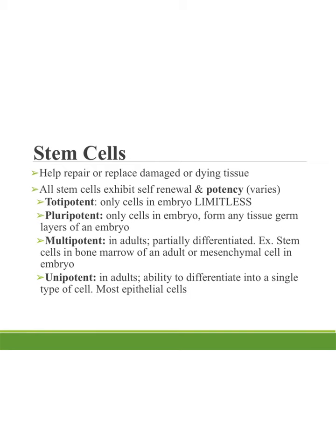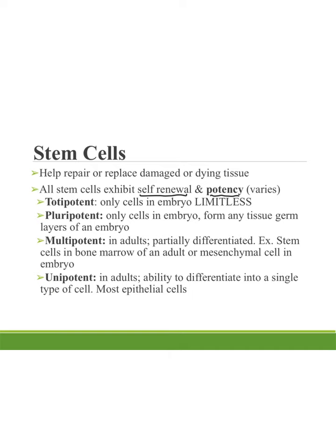So now we have stem cells. Stem cells are cells that are not fully differentiated, so they're not mature. So we can use stem cells to repair or replace damaged or dying tissue. So for a cell to be considered a stem cell, that means it exhibits self-renewal, so it can at least replace itself, and what we call potency. The potency is how many other cells it can become. Basically, we're asking how far differentiated is the cell.